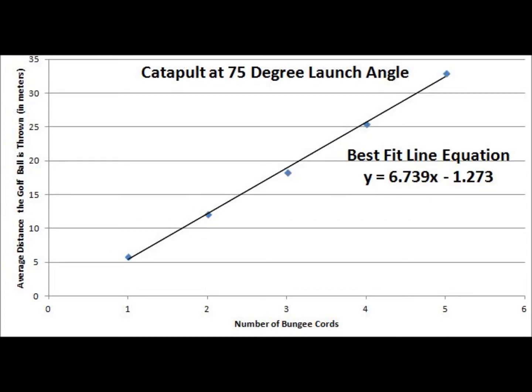This last graph is our catapult with a 75-degree launch angle. Once again, most of the points fit on the best fit line. The equation for the best fit line is y equals 6.739x minus 1.273. The minimum average distance was when we used one bungee cord, and that average was 5.92 meters. The maximum average distance was when we used 5 bungee cords, and that average was 32.94 meters.